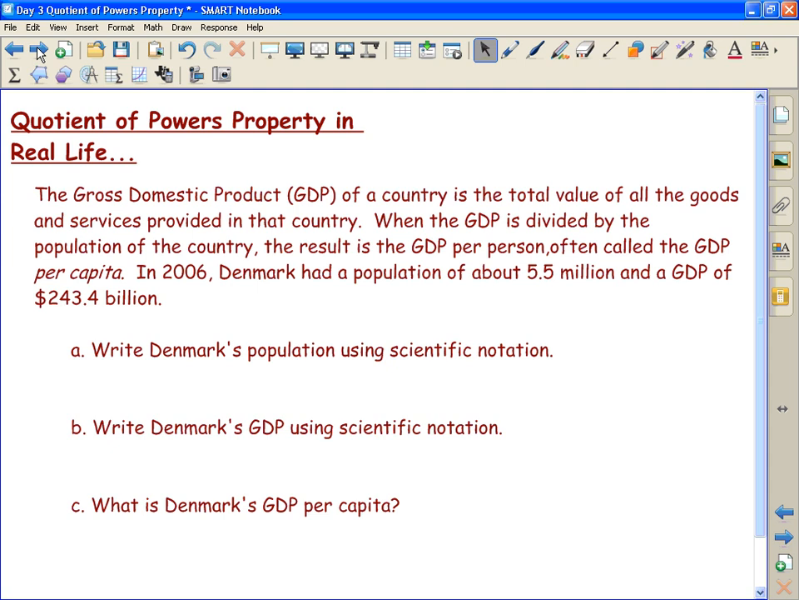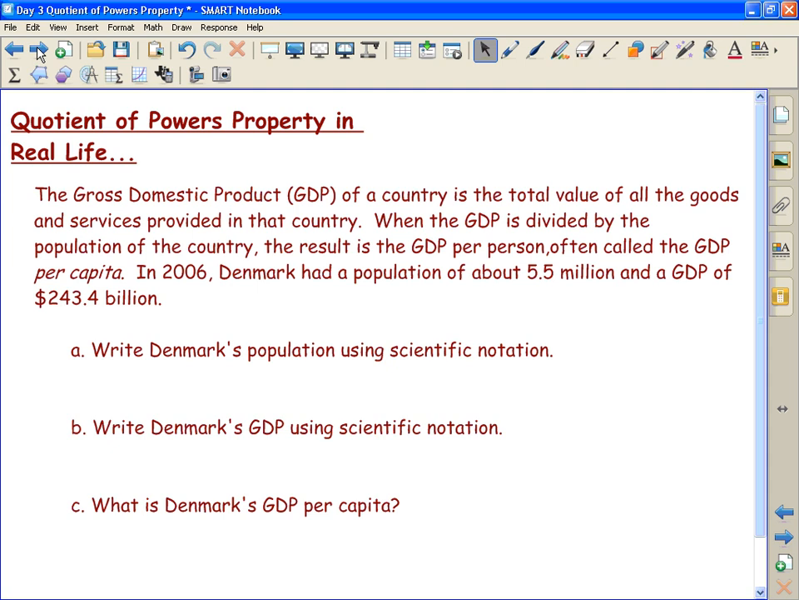So I wanted to give you a real life example where you might use this quotient of powers property. The gross domestic product of a country is the total value of all the goods and services provided by that country. So when a GDP is divided by the population, it gives us the GDP per person. GDP is kind of like anything that is made or any service that's provided in the United States contributes to our country's value, or how much it's worth. And that's kind of how we measure countries against each other sometimes.